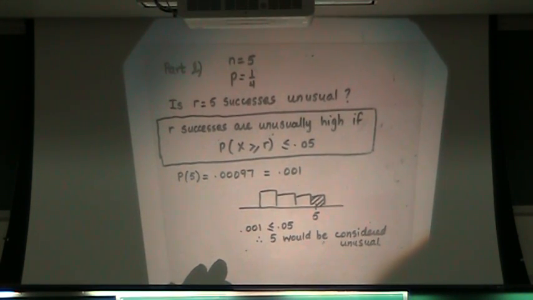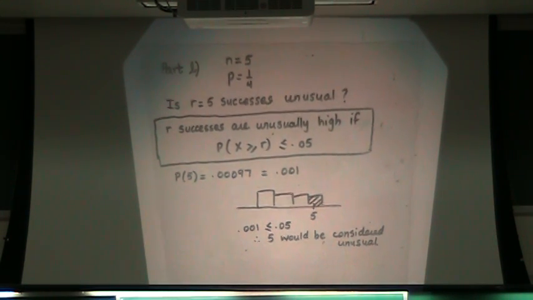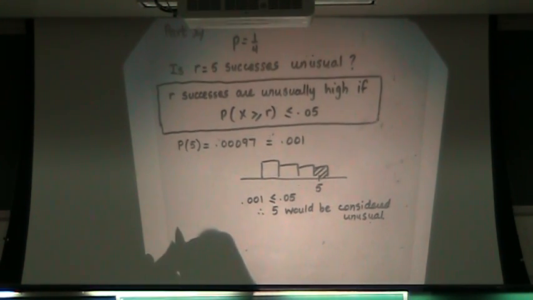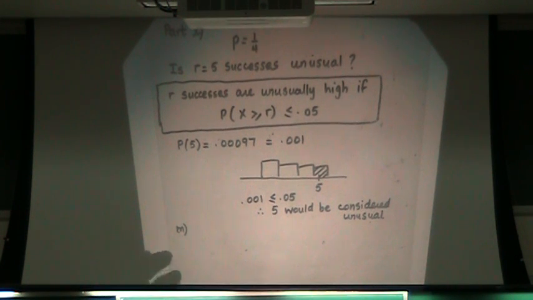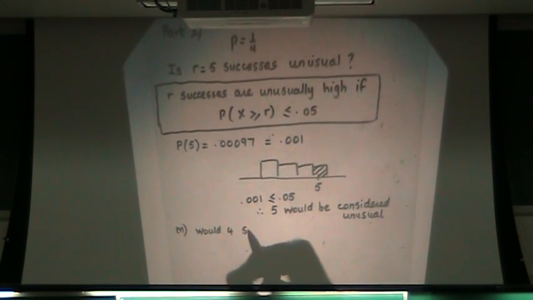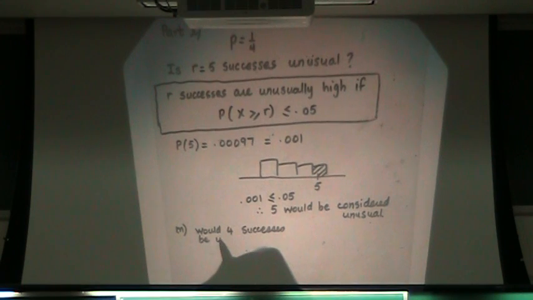How about 4 successes? Would 4 successes be considered unusual? Who knows? Let's see. So let's make a part M. I'm making it up, okay? You're going to see this on your test, so I'm elaborating on it. Would 4 successes be unusual?